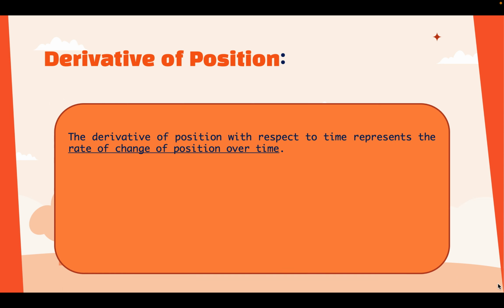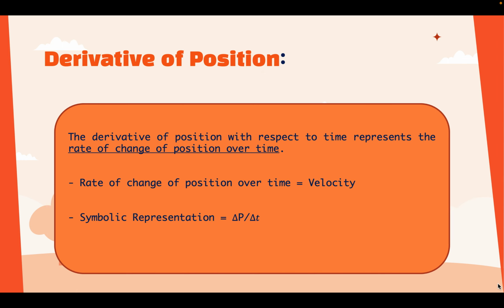Now, let's introduce the derivative of position. The derivative, denoted as delta p divided by delta t, represents the rate of change of an object's position over time. In simpler terms, it tells us how quickly the object's position is changing at any given moment.